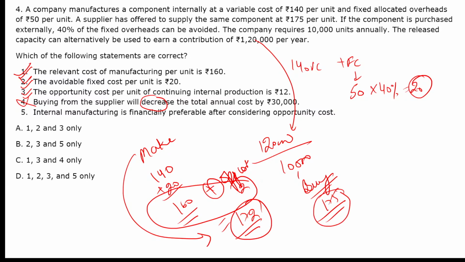For buying it, I have to pay 175. For making it, I have to pay only 172. For buying it, I'll have to pay 175. So 3 rupees more costly. How will it decrease? So this is wrong.